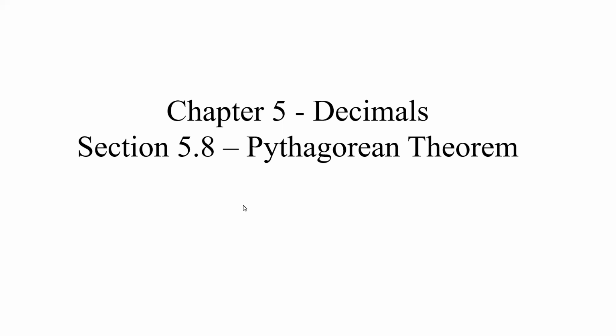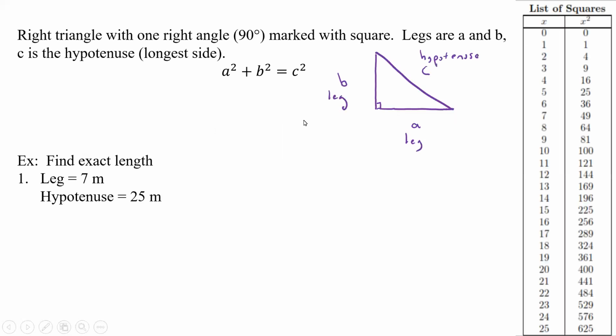Okay, today we're going to look at 5.8, Pythagorean Theorem. The Pythagorean Theorem has to deal with the right triangle, and that basically means there's going to be one right angle in the triangle. This is marked with a square. So this is a right angle. It's 90 degrees. So it's basically vertical. This is the horizontal. Straight up is the vertical.